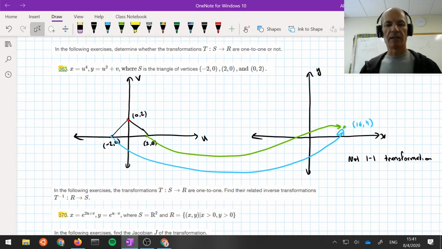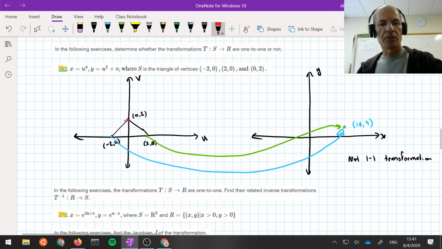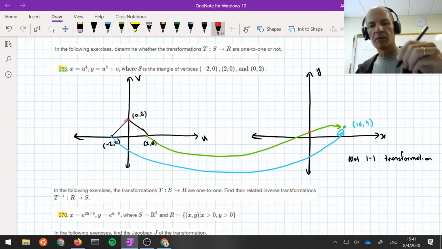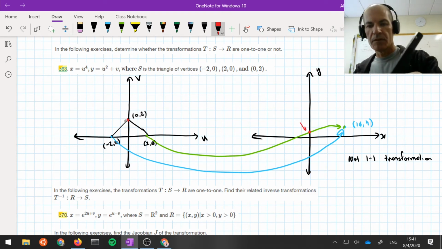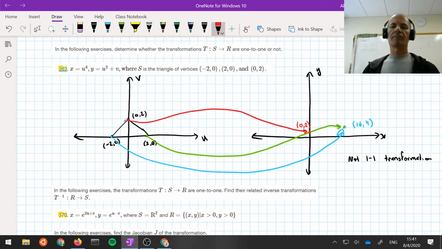Just for the heck of it, let's sketch out the last point here. The red point, 0, 2, that means u is 0 and v is 2. So that's going to give me x equals 0 and y equals 2. And that's right about here in my units. So it's the point 0, 2. And I'll just connect it with an arrow like that.